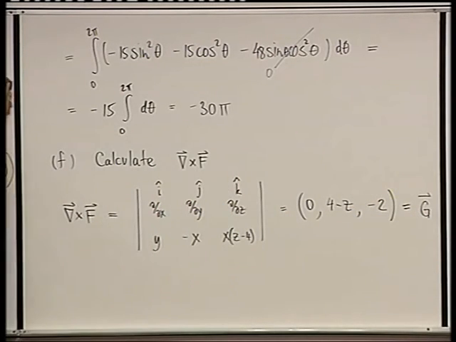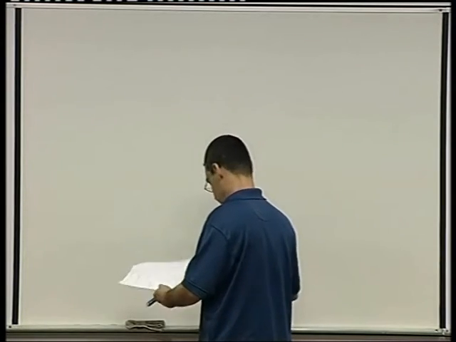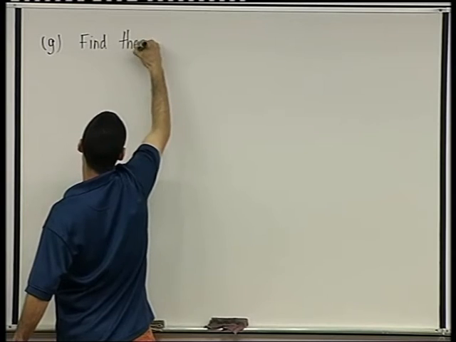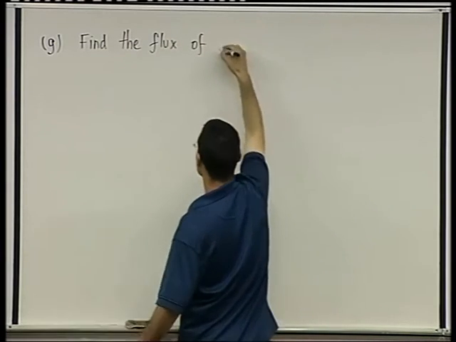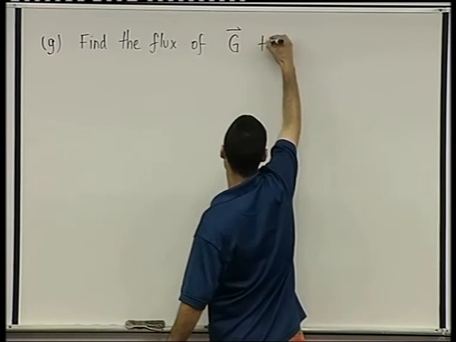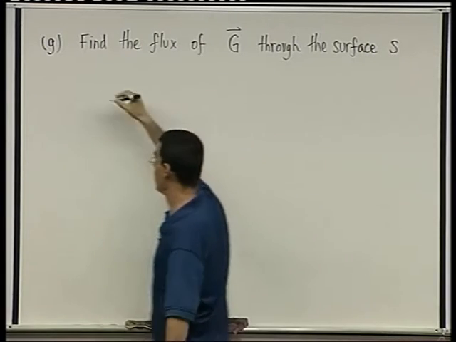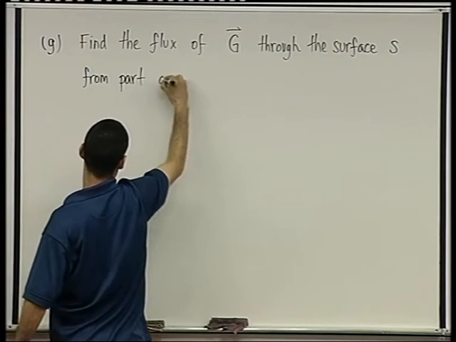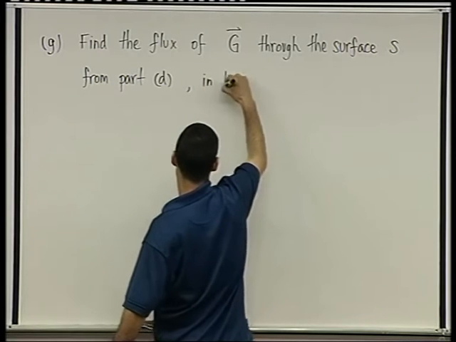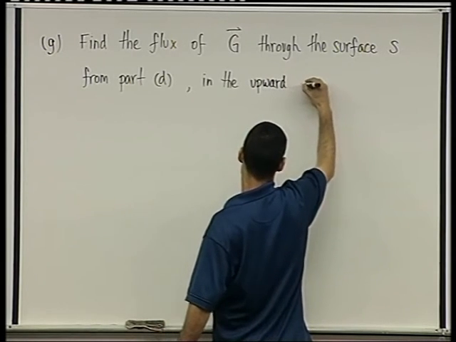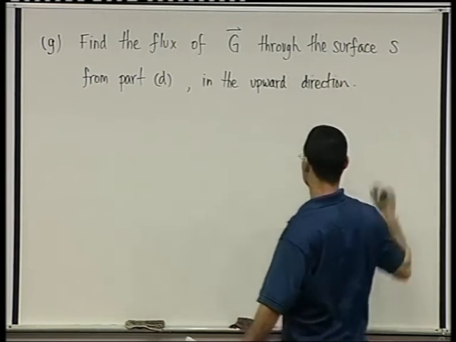Part G, let's write it here. So part G, find the flux of G, of the field G, through the surface S from part D. In the upward direction. Is this spelled correctly?